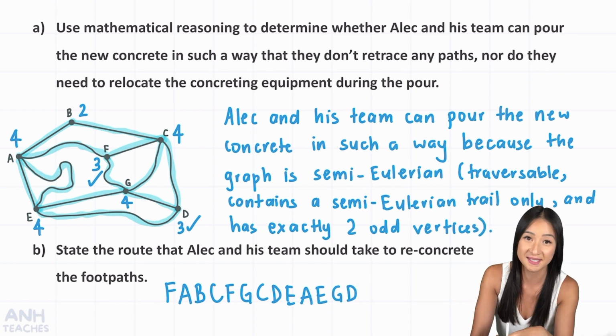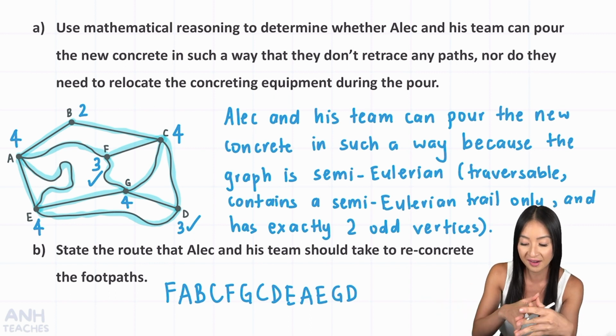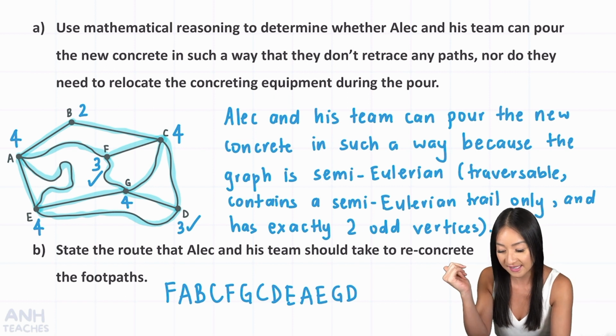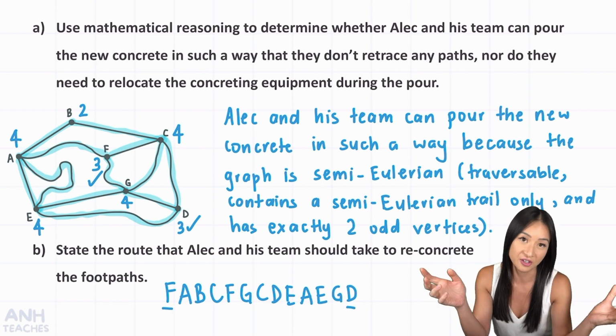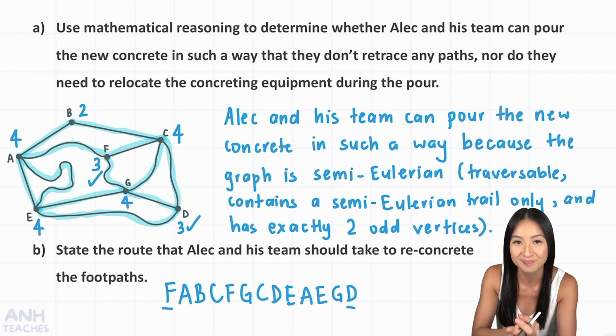Now that wasn't exactly the same as the semi-Eulerian trail that I showed earlier, but that's fine. It starts and ends at the odd vertex and covers every single edge.